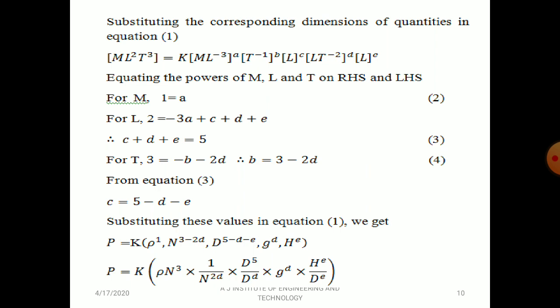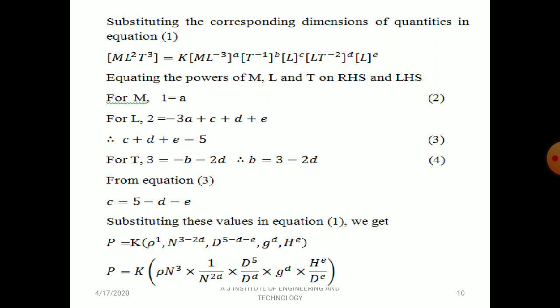On the left hand side we have L square, and on the right hand side L to the power minus 3a, L to the power c, L to the power d and L to the power e. So we get the expression 2 equal to minus 3a plus c plus d plus e. Now we know the value of a, so 2 equal to minus 3 into 1 plus c plus d plus e. Upon rearrangement we get c plus d plus e equal to 5. Take it as expression 3.